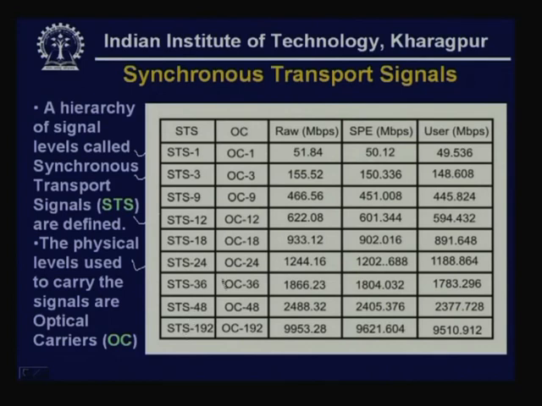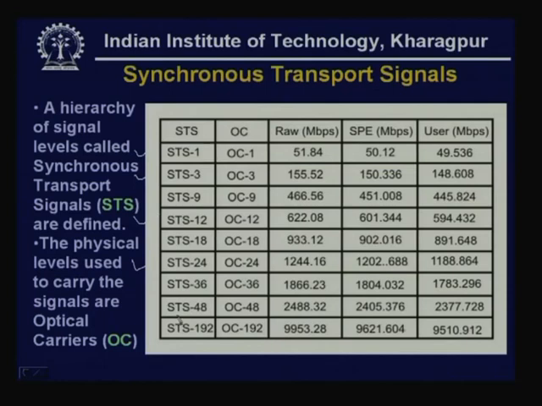hierarchical levels commonly used. So, the raw data rates, electrical data rates, are given here in this third column, starting with 51.84 megabits per second, and as you can see STS192 has 9953.28 megabits per second. So, you see it is a very high data rate that is supported by the optical fiber SONET network.